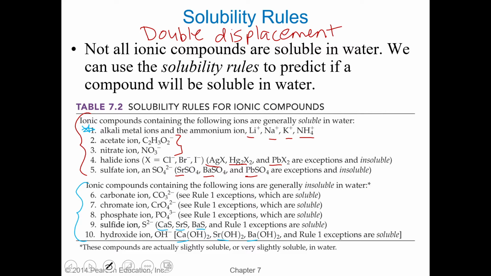So for example, sodium hydroxide is soluble. Magnesium hydroxide is an insoluble solid.